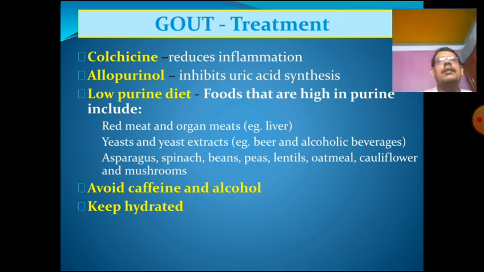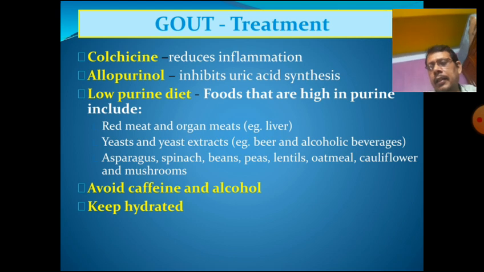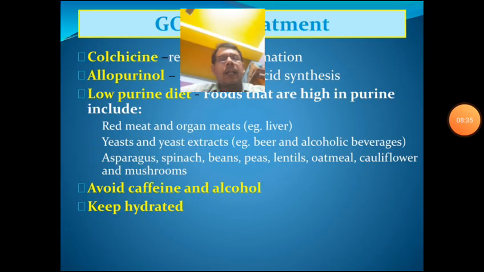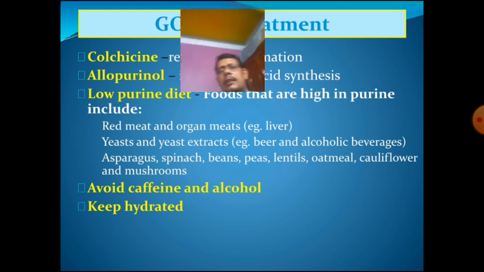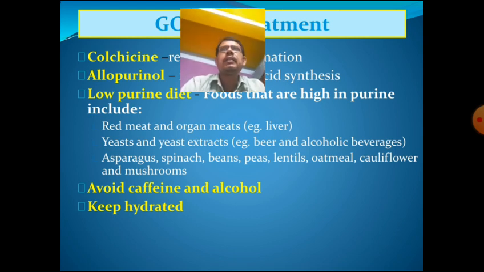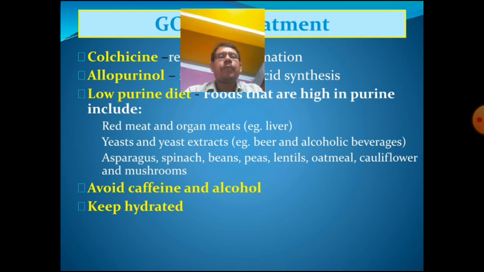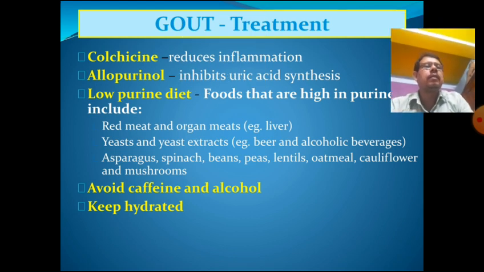Keep hydrated. Another most important factor: if the uric acid level is high, it is excreted on a daily basis, so you can take more water. Water can dissolve the uric acid, and ultimately the uric acid level will be reduced. So there are two or three factors. One is colchicine, the drug of choice, and allopurinol. Another factors you can control: first of all, the low purine diet, avoiding caffeine and alcohol, and keeping well hydrated. Your daily water intake is 3 to 4 liters, but you can take an excess amount of water, which helps the excretion of uric acid. So your uric acid level will be reduced, and ultimately gout can be minimized.